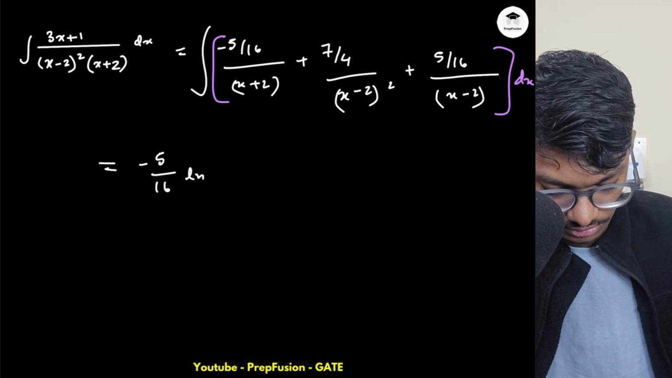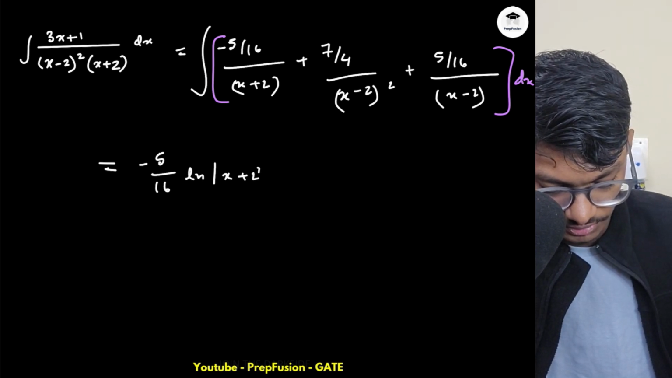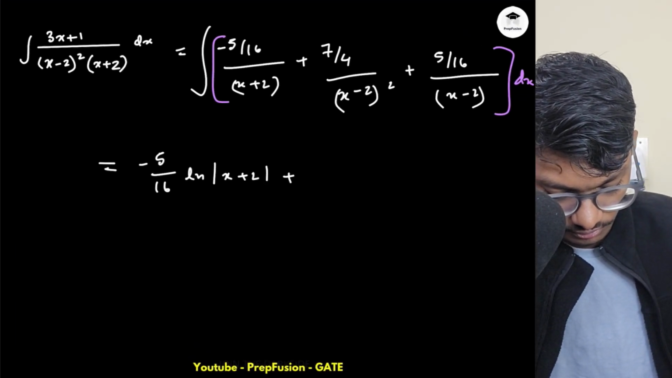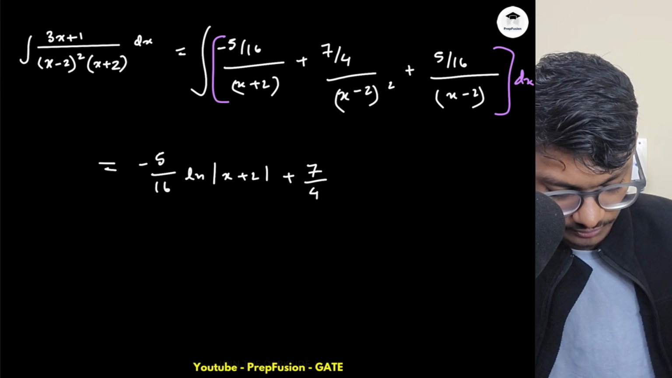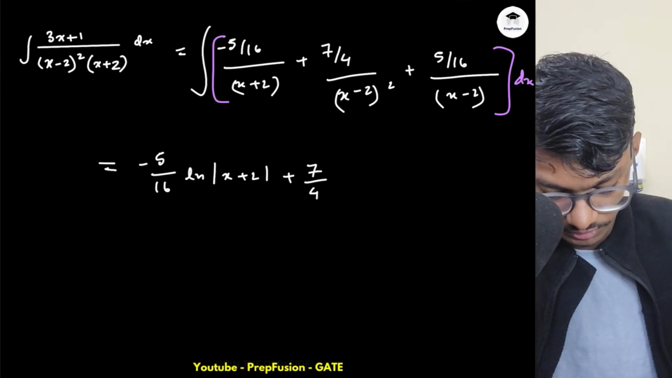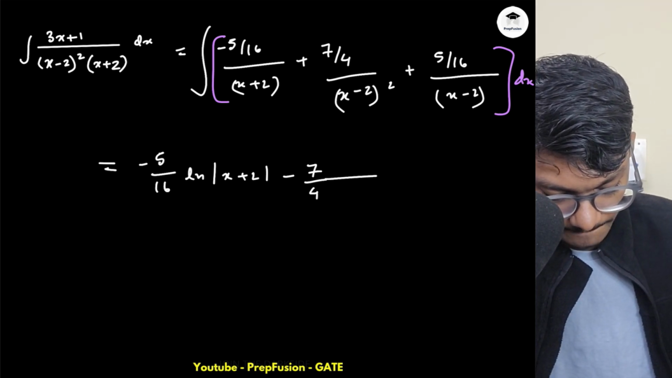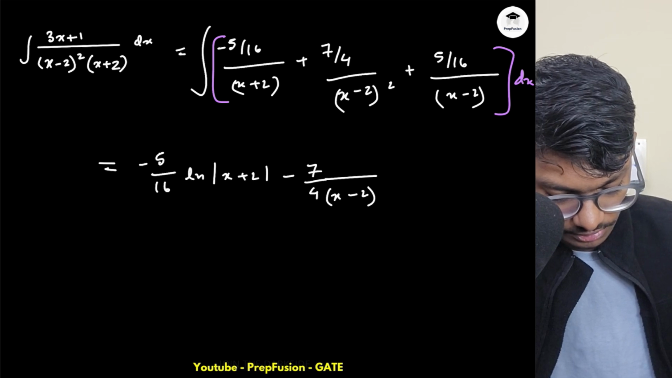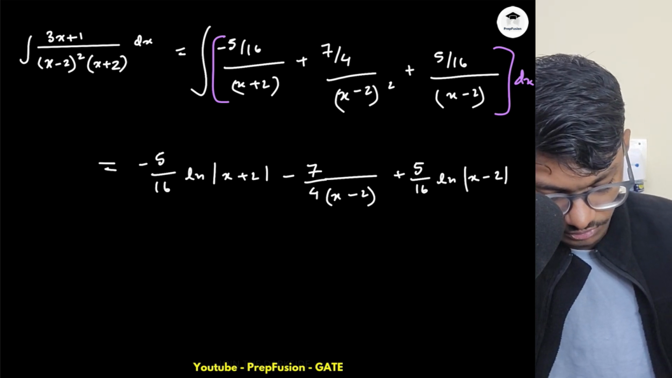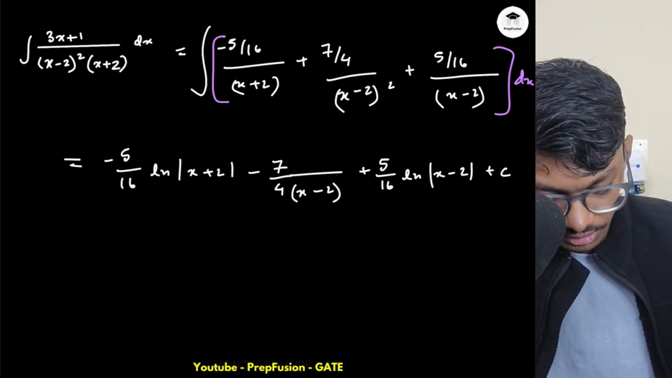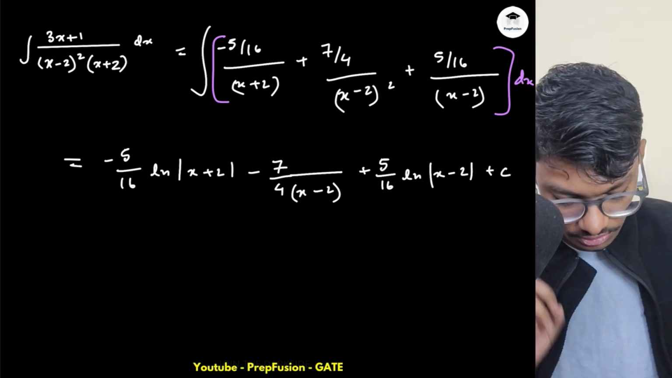this one will become minus 5 by 16 ln of x plus 2, plus 7 by 4, and plus 1 is minus 1, so this minus 1 will get multiplied, divided by x minus 2, plus 5 by 16 ln of x minus 2. So this is plus c. So this will be the answer to my question.